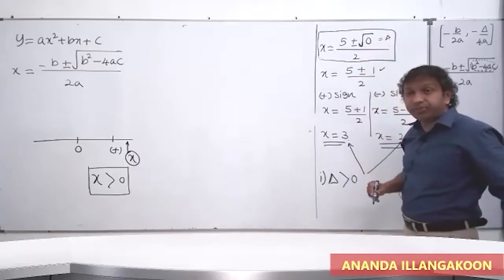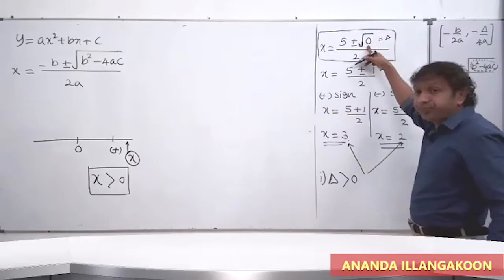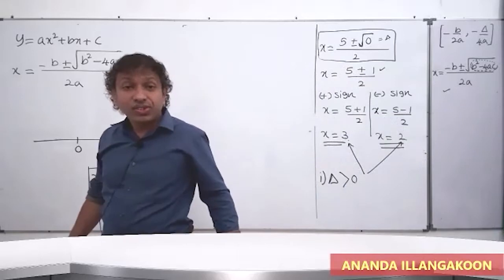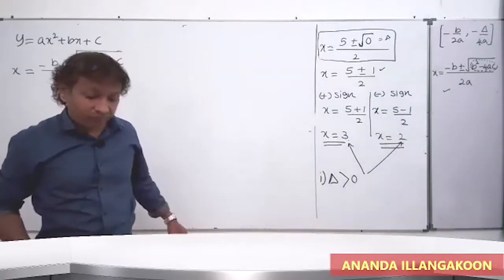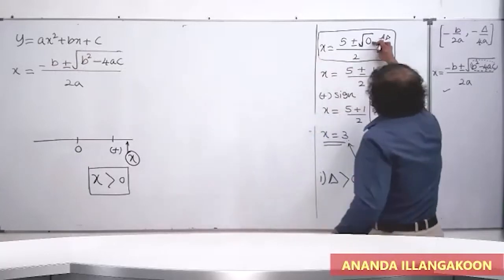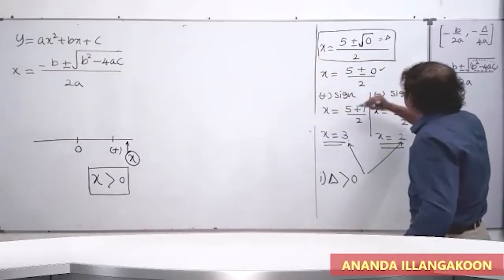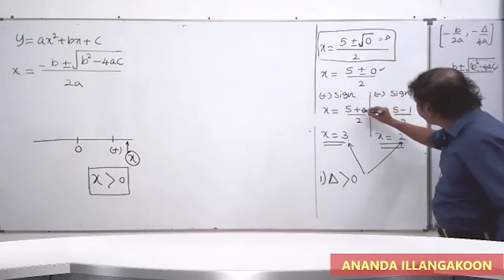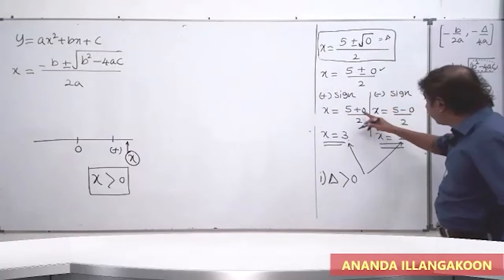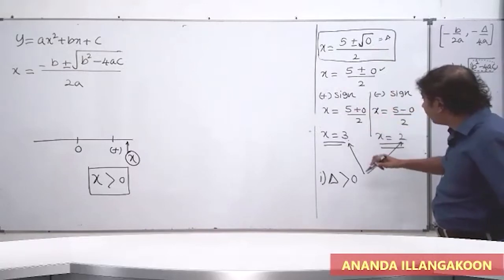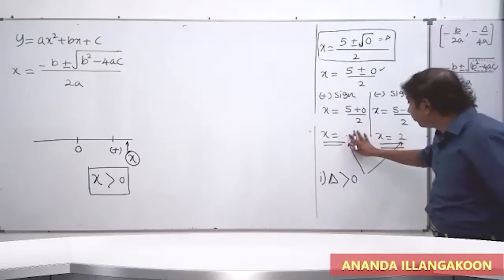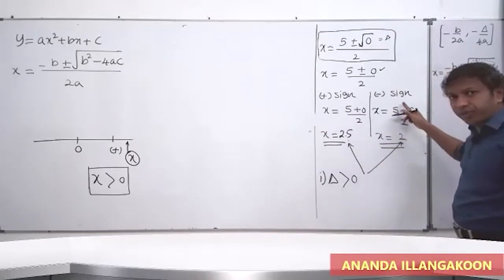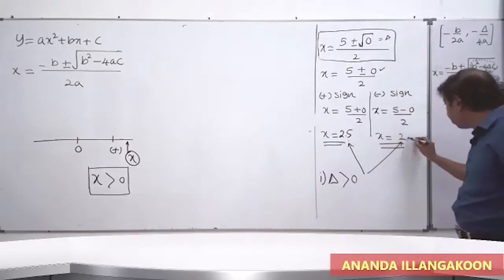Here we got 0, suppose. Then delta is 0. What is the square root of 0? Square root of 0 is, people, what? 0, right? Then this is 0. Therefore, here I have to write 0. Here 0, no? Then this is 0. 5 plus 0 is 5. 5 divided by 2, 2.5. 5 minus 0, 5. 5 divided by 2, 2.5.